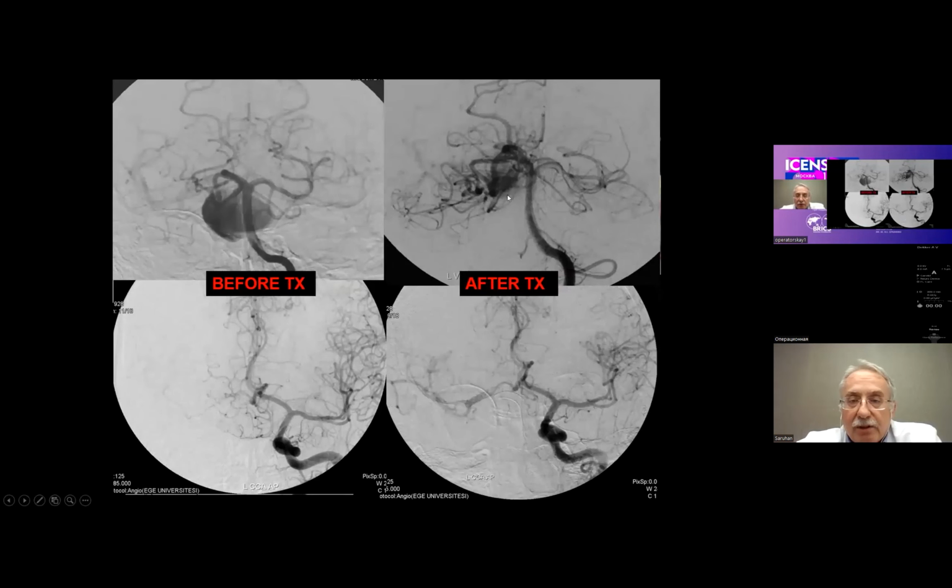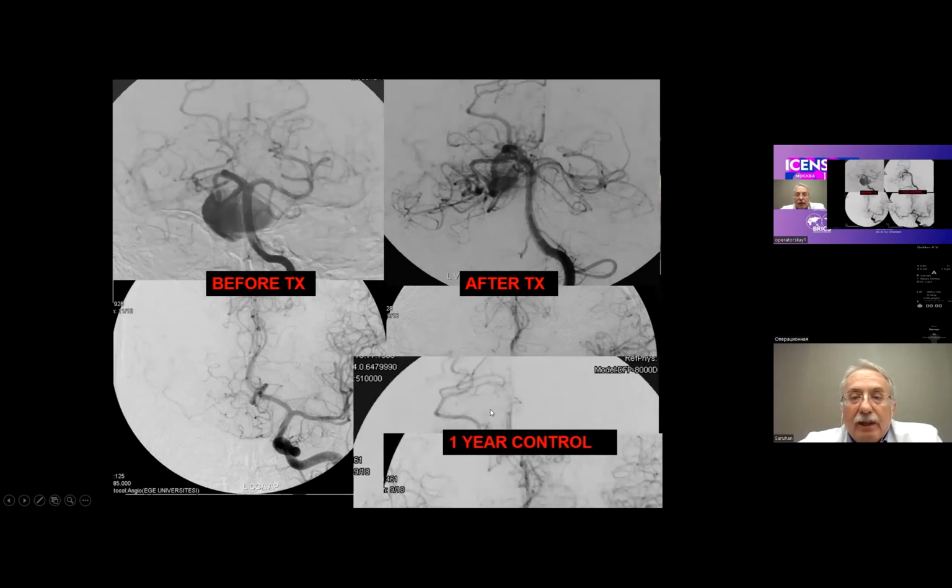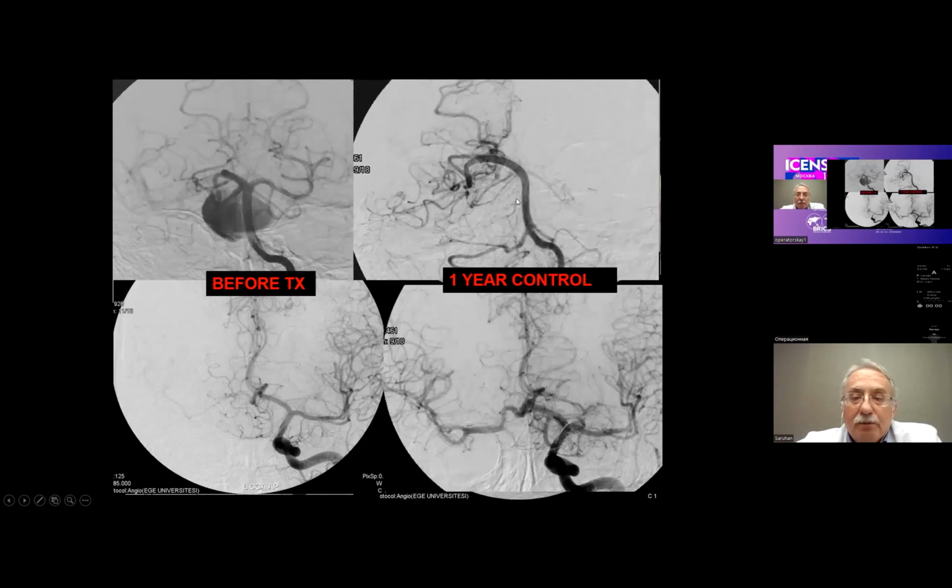The aneurysm starts to stagnate, and the right hemisphere starts to fill from the ipsilateral and contralateral ICA. And one year later, beautiful treatment result, complete aneurysm occlusion.